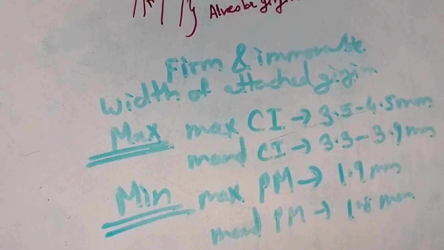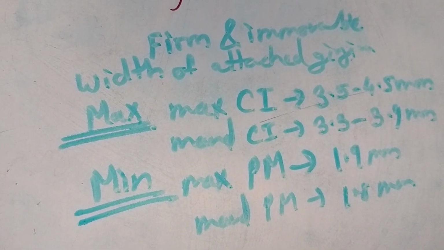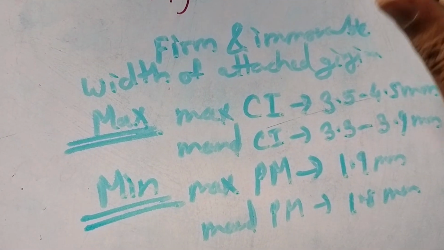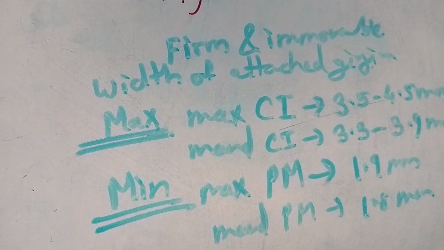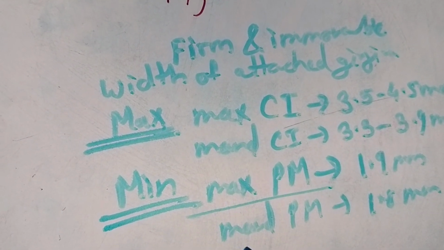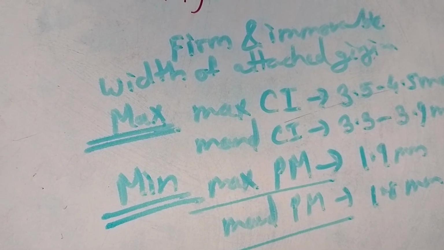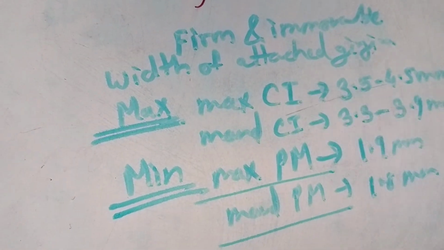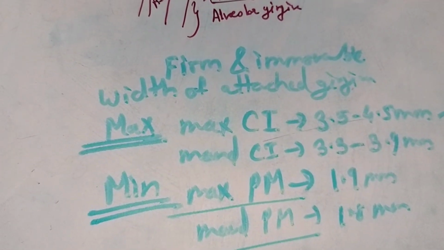So if a scenario is given in the question asking which teeth have less attached gingival width, we have to mark the maxillary premolar or the mandibular premolar, with the mandibular premolar having the minimum width. And for the maximum width, we have to mark the central incisors of both maxillary as well as mandibular.